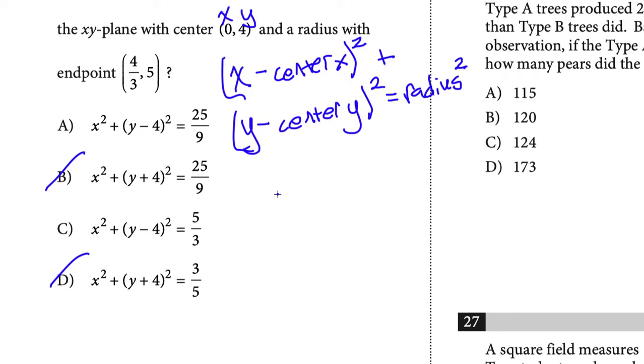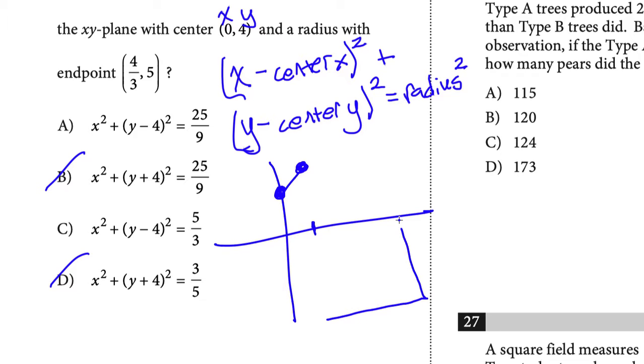So, Pythagorean Theorem. If I did a rough sketch of what's happening here, (0, 4) is right about there. Let's just say that's 4. If I go 4/3 out here and then 5, that's this point up here. And I need to find the length of the hypotenuse. How do I do that? Well, you need to enlarge this a little bit to see what's going on here.